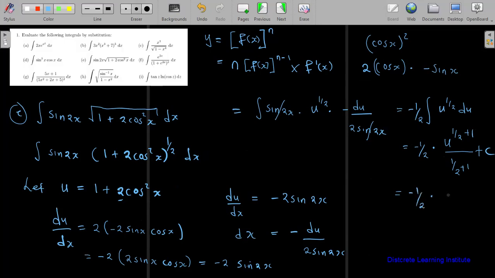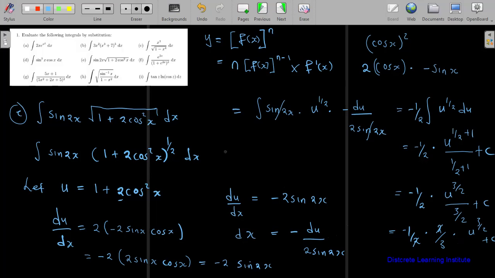So half plus 1 is 3 over 2, so u to the power 3 over 2 over 3 over 2, then plus c. Simplifying this, that's negative 1 over 2 multiplied by u to the power 3 over 2 over 3 over 2. We can reciprocate this to get 2 over 3, then multiplied by u to the power 3 over 2, then plus c. So this is just a simple division. The division changes to multiplication, and then the 3 over 2 reciprocates. The denominator becomes the numerator, and the numerator becomes the denominator. And then the half, the 2 and the 2 can cancel here, so that you have your final solution.